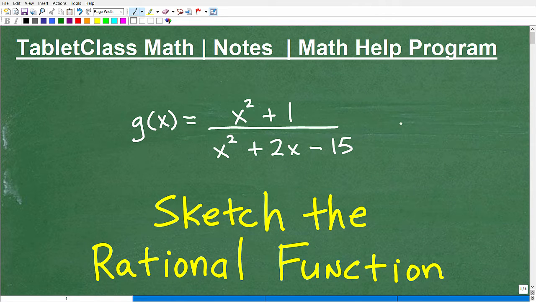Okay, so what are we looking at here? Well, as the title says, we're looking at a rational function, and the objective of this video is to go ahead and sketch this particular rational function.